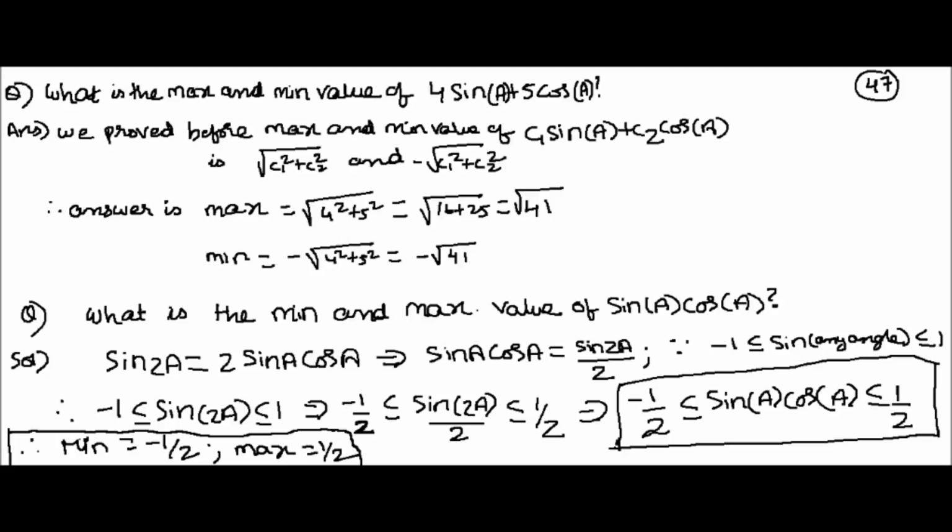Let's go to page number 47. Let's do another calculation. What is the max and minimum value of 4 sin A plus 5 cos A? Based on previous derivations, we know that the minimum value is minus C, which is minus square root of C1 square plus C2 square, and max is square root of C1 square plus C2 square. We know C1 is 4 and C2 is 5. So max is square root of 41, and minimum is minus square root of 41.